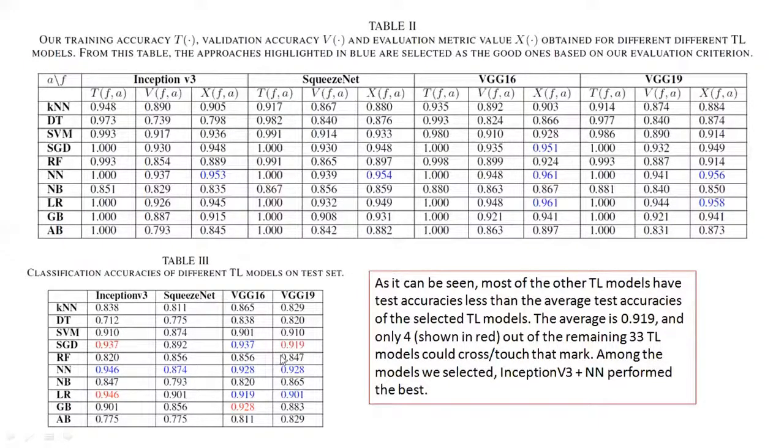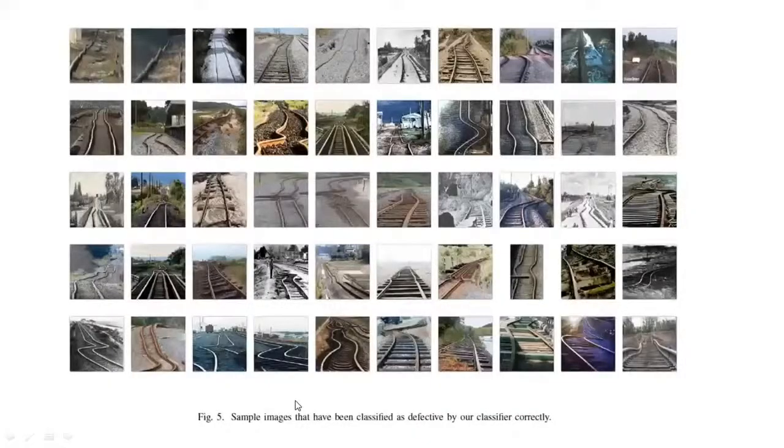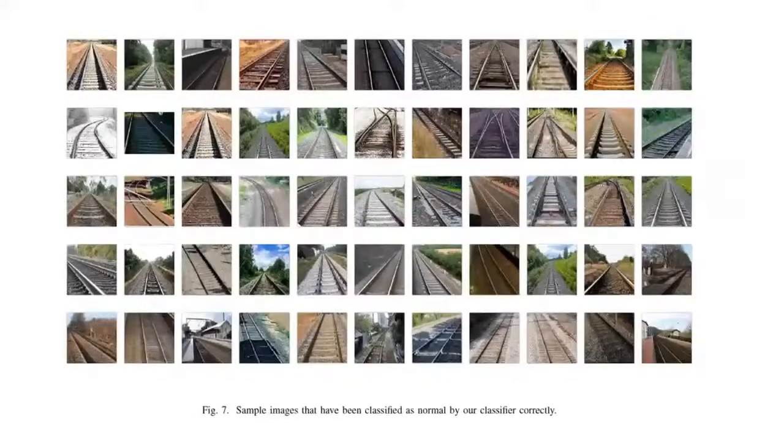However, we did miss a few of these red ones. We say we have missed them because their accuracy is higher than the average of the accuracies we get for our selected models. These are a few images which got classified as defective correctly, and these are images which got classified correctly as normal ones.